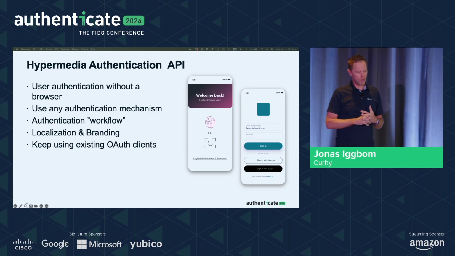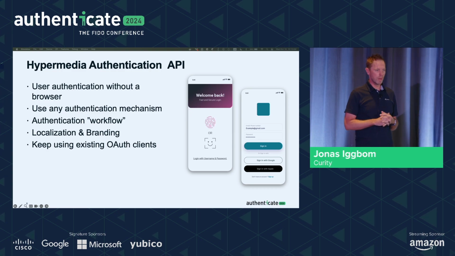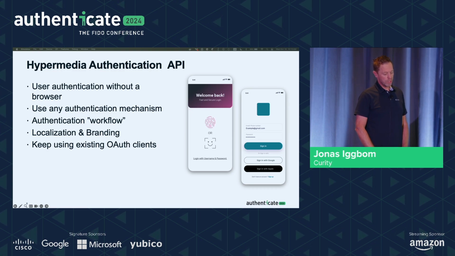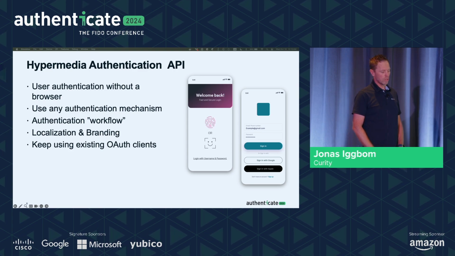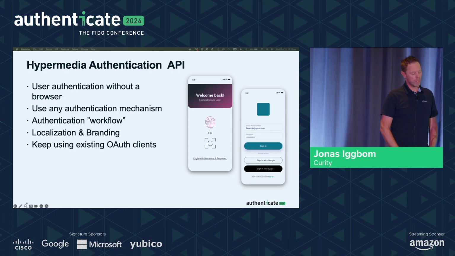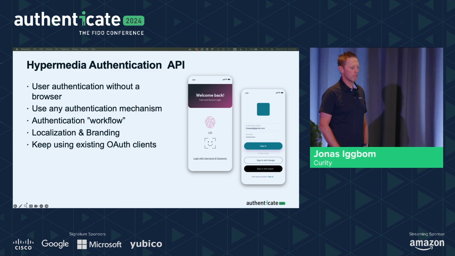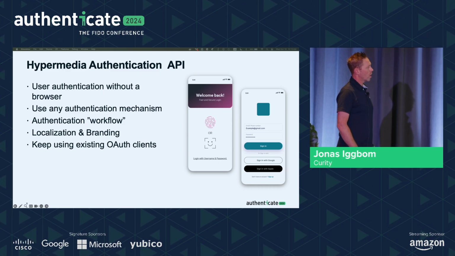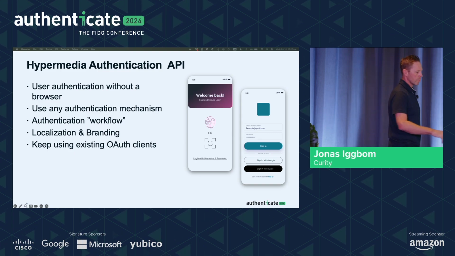We want to be able to handle localization and branding. Like I said, UX is a pretty big point here, and we end up having full control over what the authentication screen looks like. In addition to that, we want to keep using existing OAuth clients and anything around OAuth, right? So it shouldn't necessarily require different configurations for this type of approach.